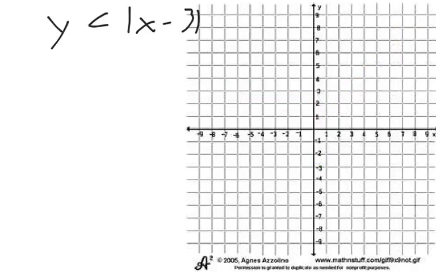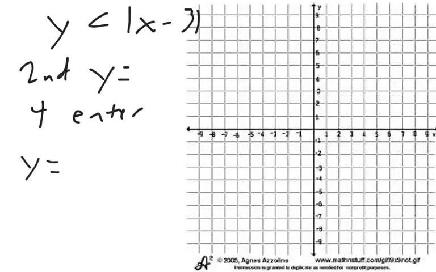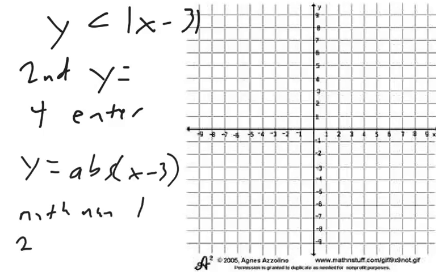Alright, so right here we have an absolute value. So first I want you to hit second, y equals, and then 4, and then enter, and then that hopefully will have turned your scatter plots off because we used to have them on. Alright, so now in your graph we need y equals ABS, and you get there by hitting math number 1, and then you put x minus 3 in parentheses, and then you hit second graph in order to get your table.